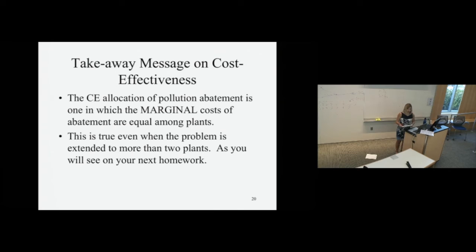So after all that math, what's the takeaway message here? The cost-effective allocation of pollution abatement is always going to be the one where the marginal costs of abatement are equal amongst all N plants. You could have 2 firms, 3 firms, 100 firms. We're setting their marginal costs equal to each other. And the ones that have higher marginal costs will have a lower cost-effective level of abatement. And this is true no matter how many plants you have. So you will see on your next homework, you'll probably have 3, and she'll give you the different equations.